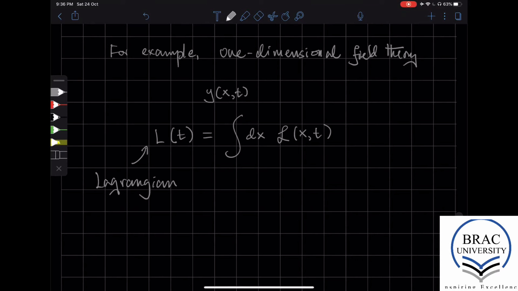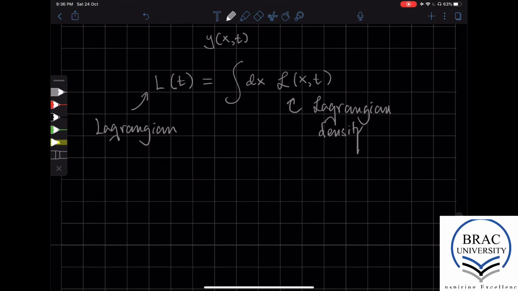And this is called the Lagrangian density for obvious reasons. So the Lagrangian is the difference between the kinetic energy and the potential energy. And therefore, the Lagrangian density is the difference between the kinetic energy per unit length minus the potential energy per unit length.